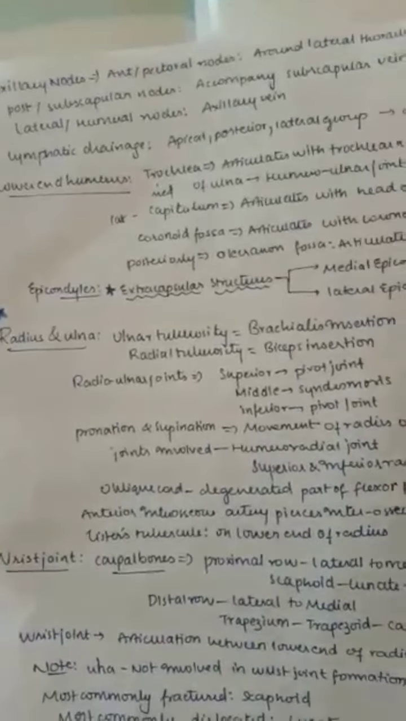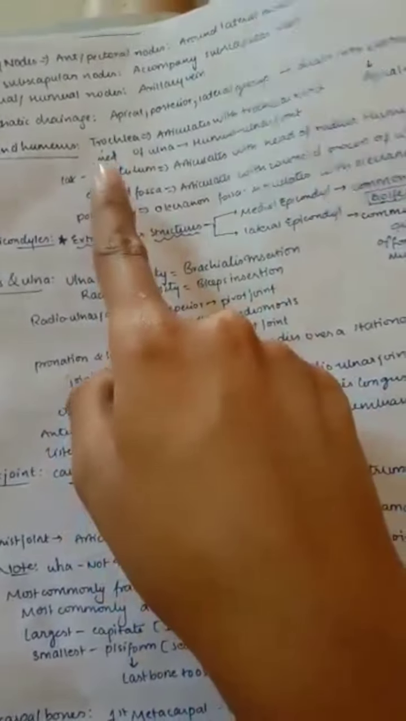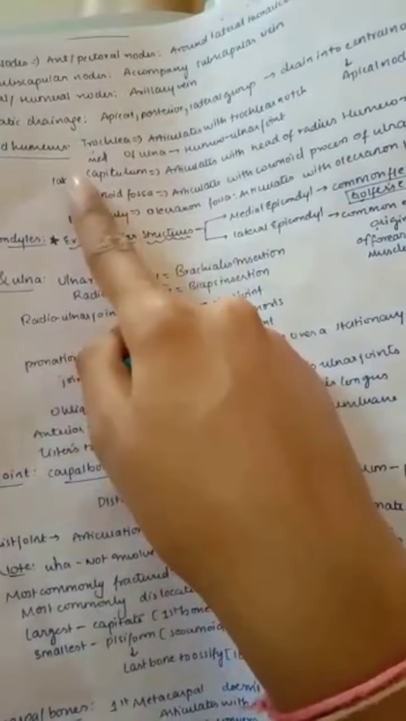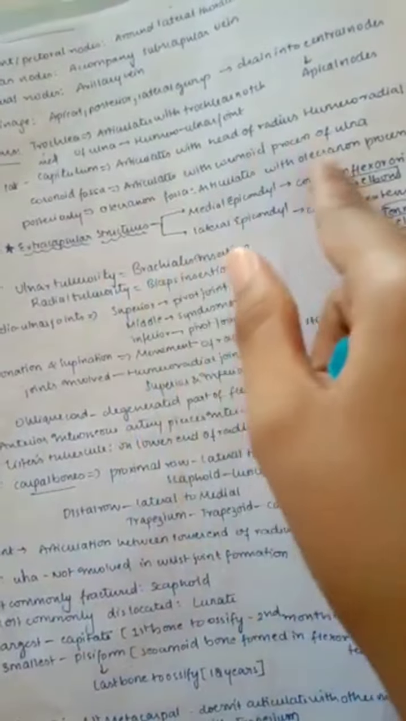And next let us see the lower end of the humerus. As we have already seen the humerus, let us try to understand here. So the trochlea articulates with the trochlear notch. Of course we know the trochlear notch. The medial trochlea is on the medial side of the ulna, that is the humero-ulnar joint. Yes, of course we know this. And lateral is the capitulum. So the capitulum articulates with the head of the radius, forming the humero-radial joint. And the coronoid fossa articulates with the coronoid process of the ulna at the lower end of the humerus.